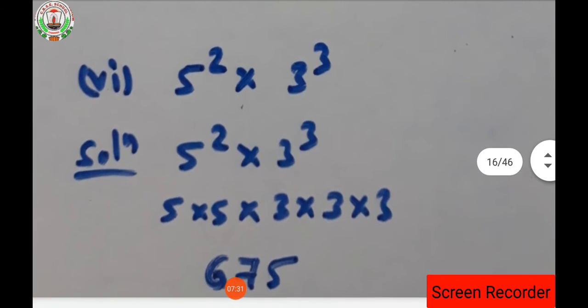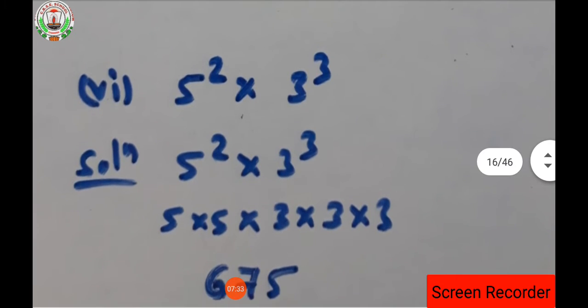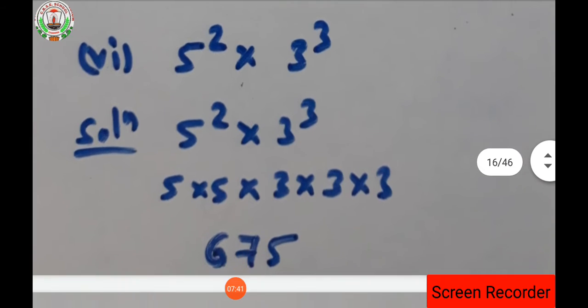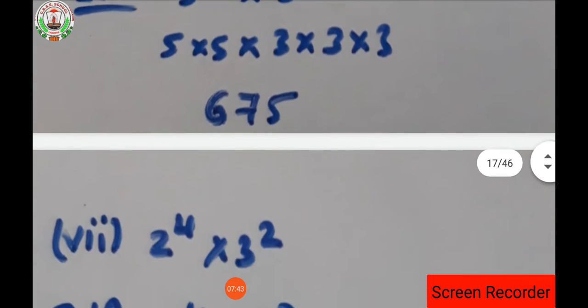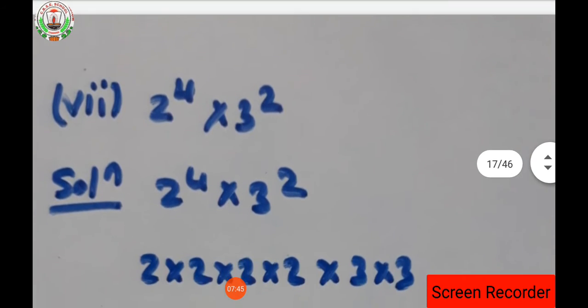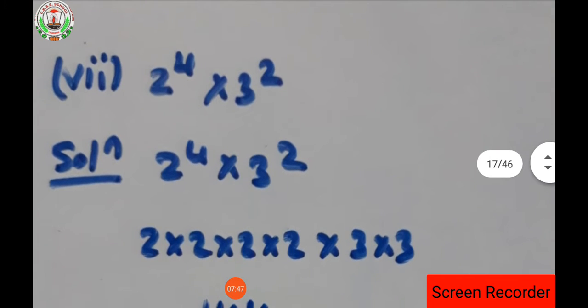Then 5 to the power 2 into 3 to the power 3. So 5 into 5 is 25. 3 into 3 is 9. 9 into 3 is 27. So 27 into 25 is 675, the required answer. Clear?